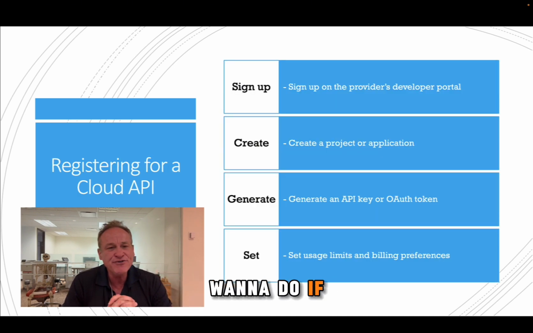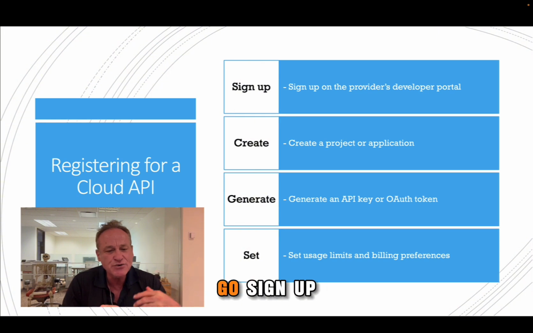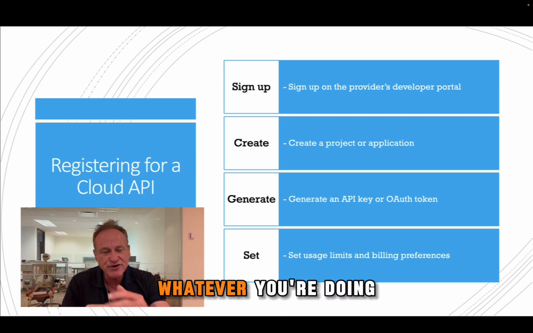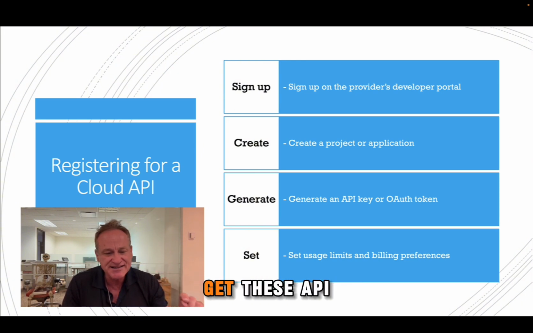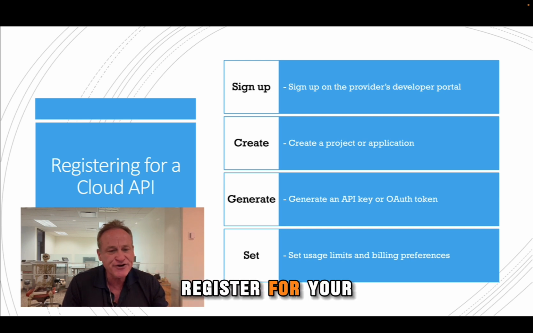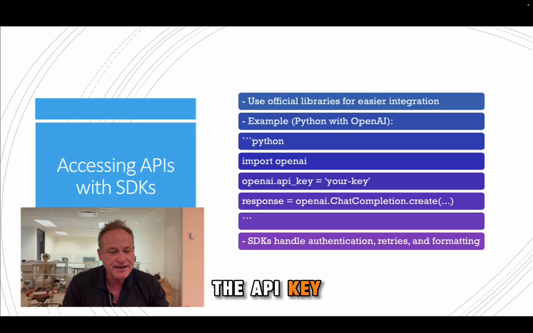Now, if you want to use an API, you need to go sign up. If you want to use the OpenAI API, you go to openai.com, sign up for the API, and you get an API key. If you want to use Anthropic, whatever you're doing and whatever other tools you're going to use, you're going to get these API keys. So the process is basically you register for your cloud API, you create your program, you generate an API key, and then you use the API key.